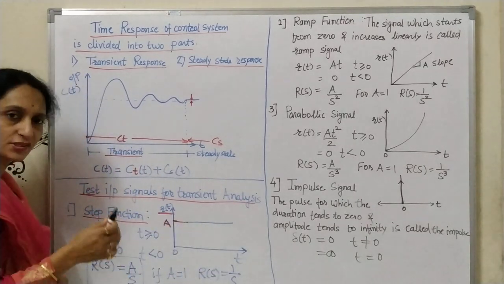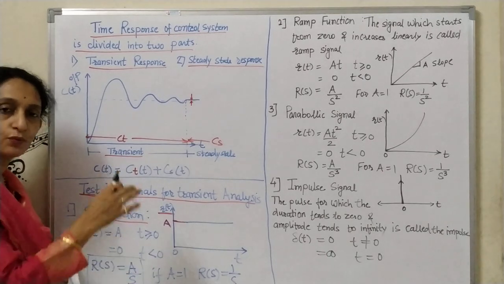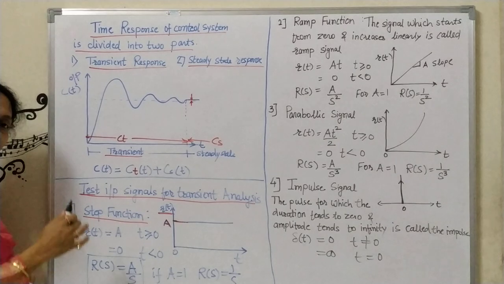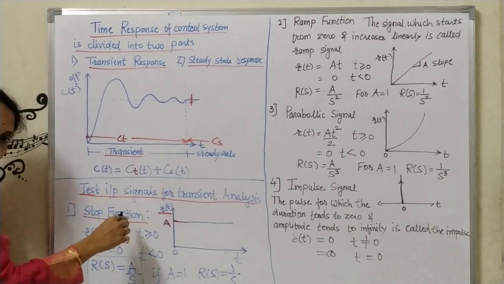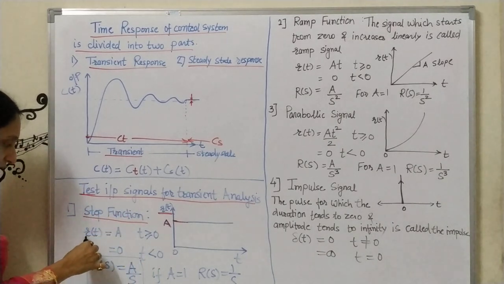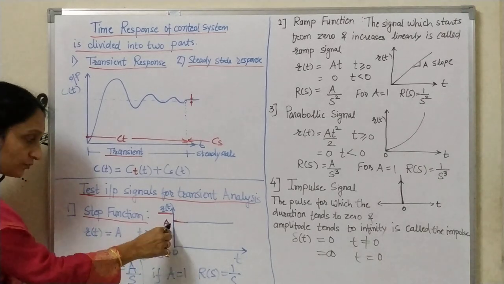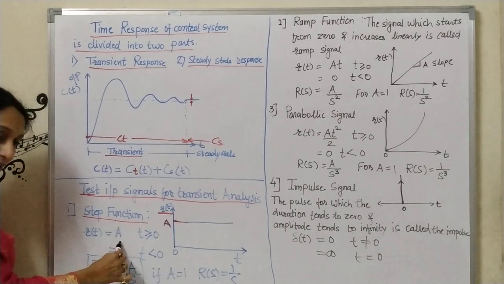But there can be the possibility that the level will change from A to 0. Okay, so there will be steps, so it is called the step signal. Now look at this, how r(t) is given. r(t) is constant, so what is the value of r(t)? That is A. So r(t) is equal to A.